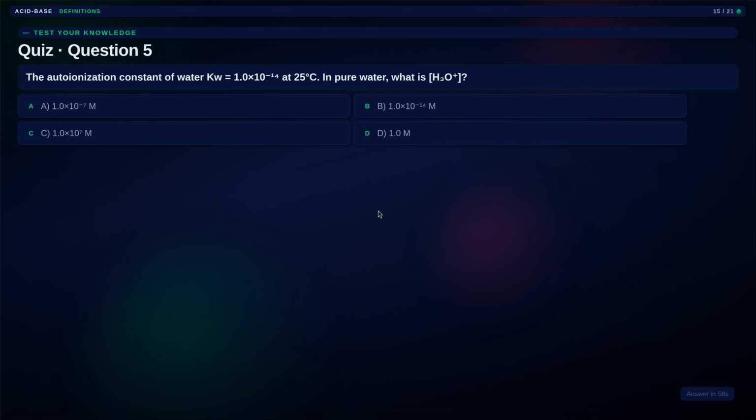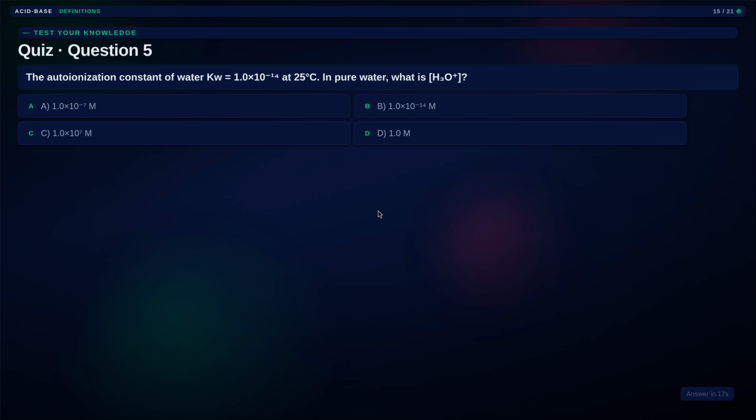Quiz question 5. The autoionization constant of water, Kw, equals 1 times 10 to the minus 14 at 25 degrees Celsius. In pure water, what is the concentration of H3O plus? Option A, 1 times 10 to the minus 7 molar. Option B, 1 times 10 to the minus 14 molar. Option C, 1 times 10 to the 7 molar. Option D, 1 molar. The correct answer is A.